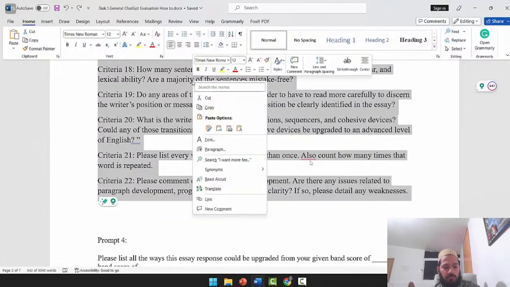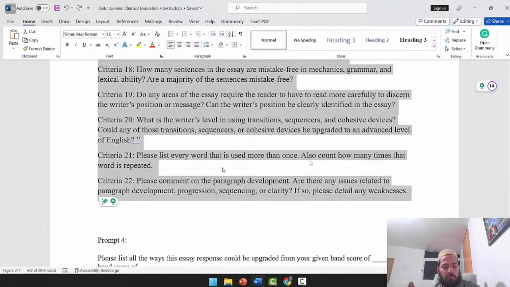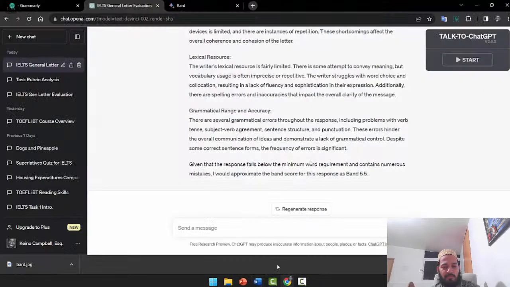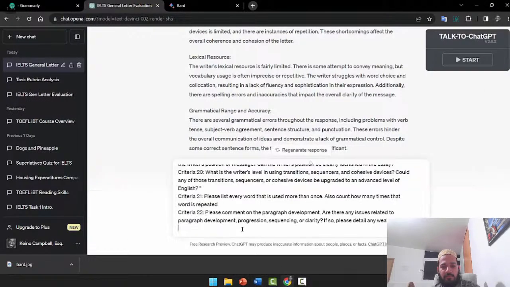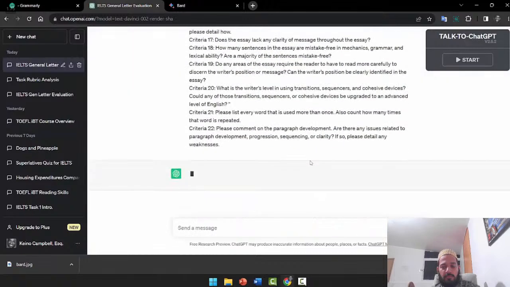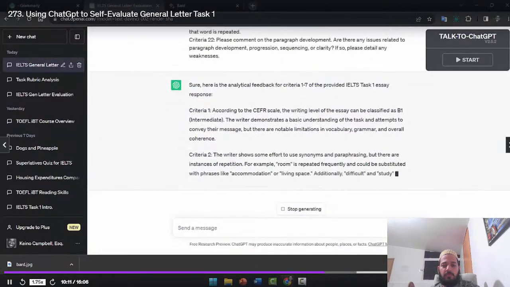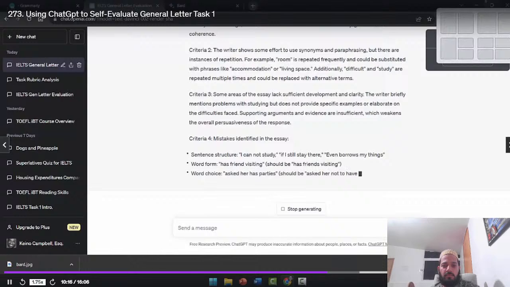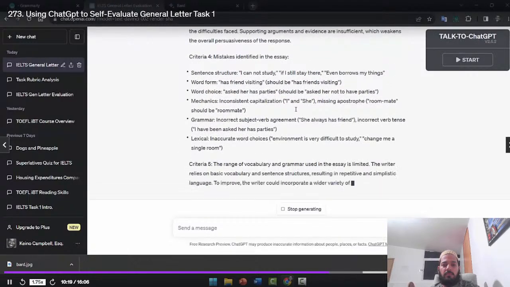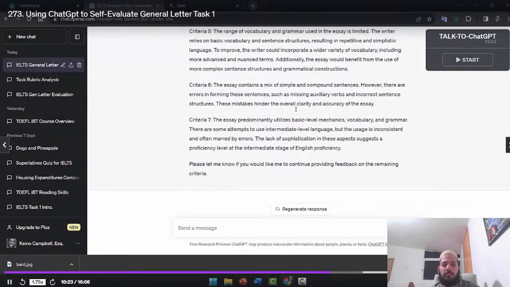I wanted to evaluate and look at this writing in all of these different areas, right? So this is going to give you more feedback than you could ever want. It's looking at each one of these criteria. And it did a good job. In criteria one, it said the writing was closer to a B1, which is really accurate. It's probably like a B1. All right, so it went through the first seven. And then it's asking me, do I want it to continue?